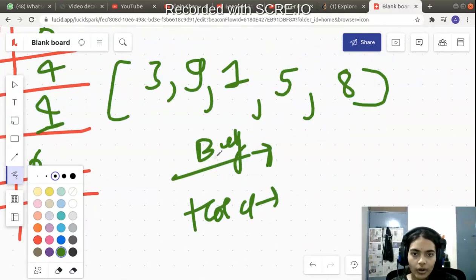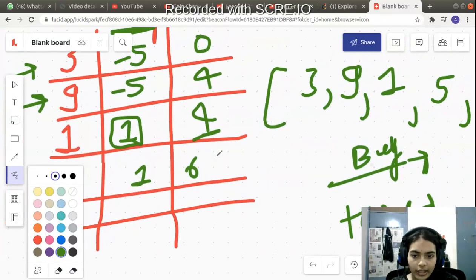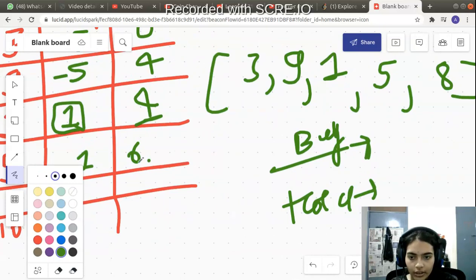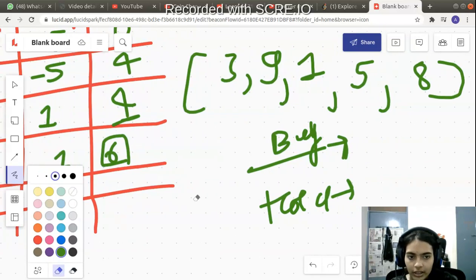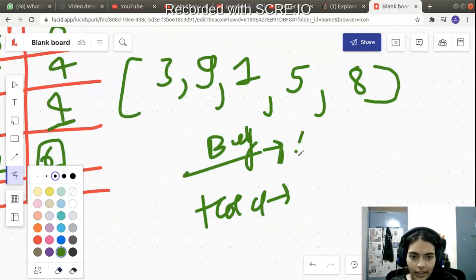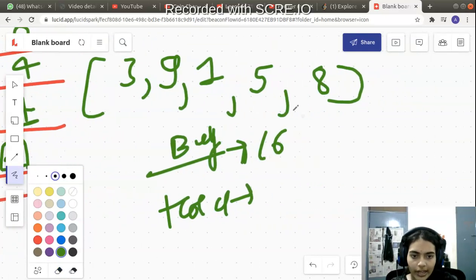If you are buying the stock on this day, it means you would have closed the deals on the previous day. So whatever you have done, we look at this particular column. This value is 6. So you have bought previously and closed previously, and you are finally at a stock-free state, at a profit of 6.